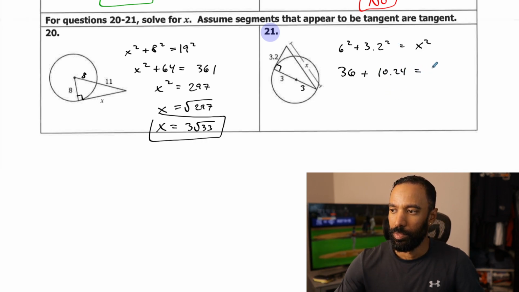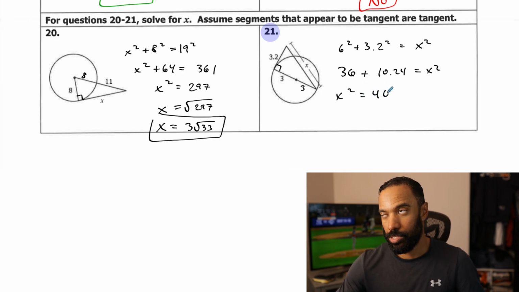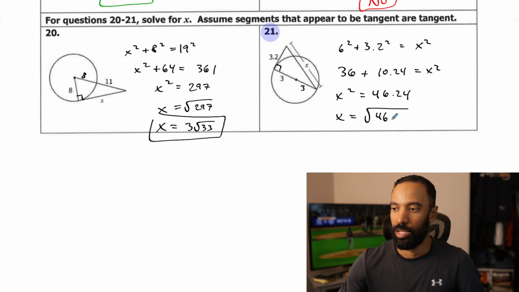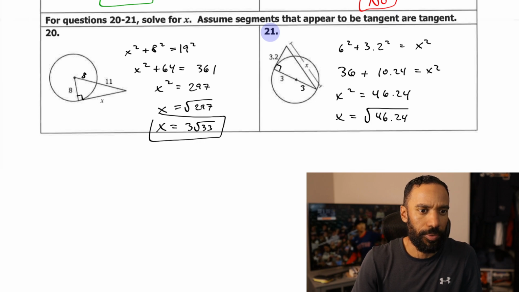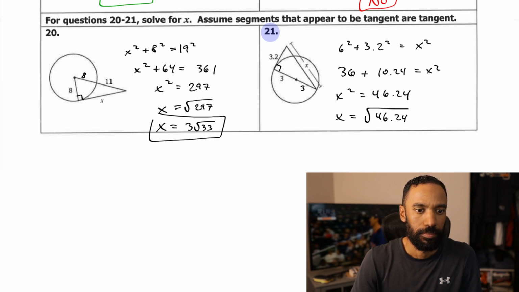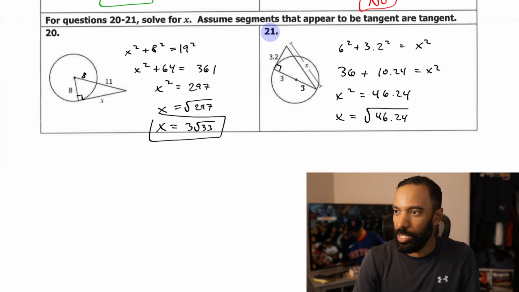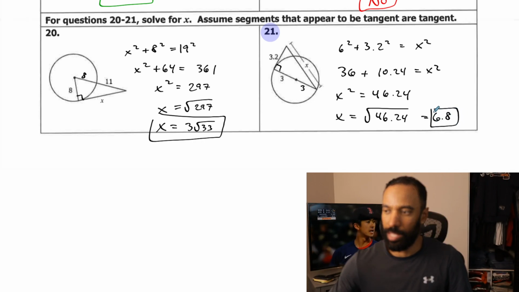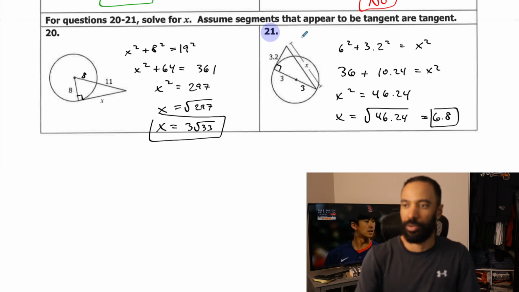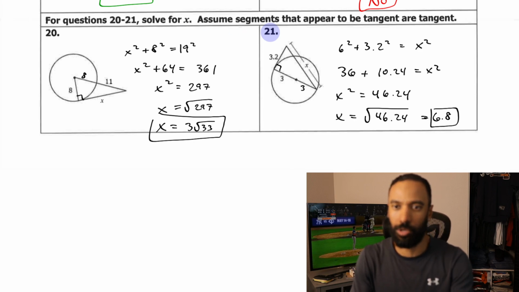10.24 equals x squared. X squared equals 46.24. So x is the square root of that. Now, there's no simplifying radicals to be had there, but let's see what that square root looks like. A clean number, it's 6.8. So there's value in doing that. No rounding. That's exact. There it is.